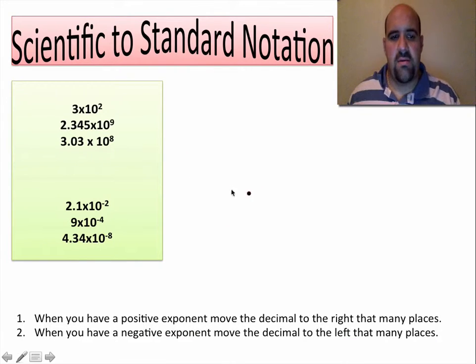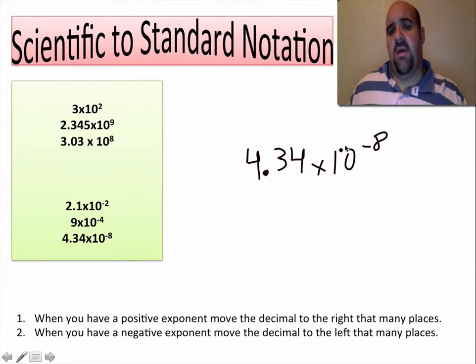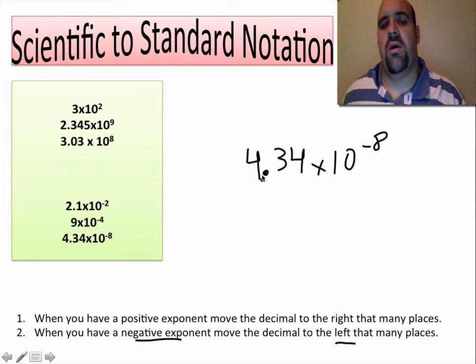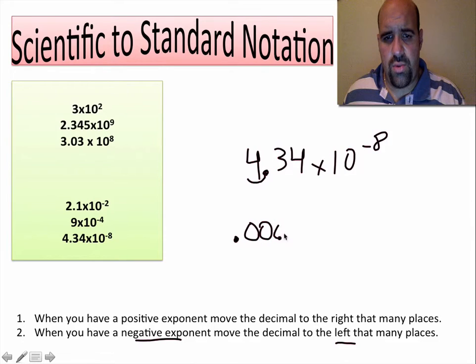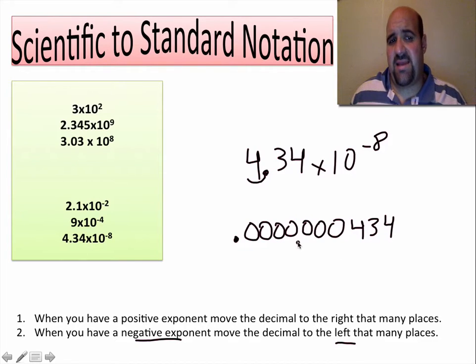So that's how we put numbers into standard notation, and I will do the last one just so we get a little more experience. 4.34 times 10 to the negative eighth. Again, the exponent is negative, so we are going to the left that many places. This is a small number. If there's a negative exponent, it's a small number. If there's a positive one, it's a big number. So this is going to move over 1 place, and I know I need 7 more, and then the decimal. So I'm going to write this as a decimal. 1, 2, 3, 4, 5, 6, 7 zeros. 4, 3, 4. So this is the same exact number.